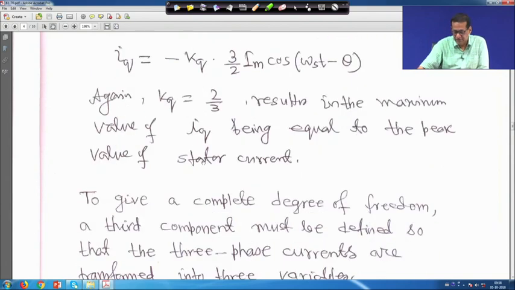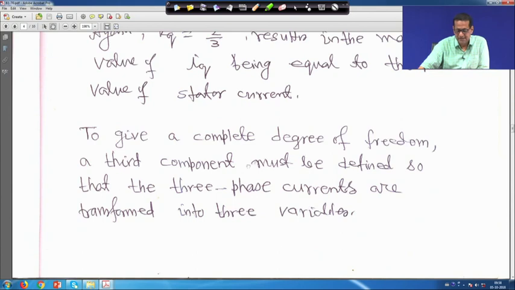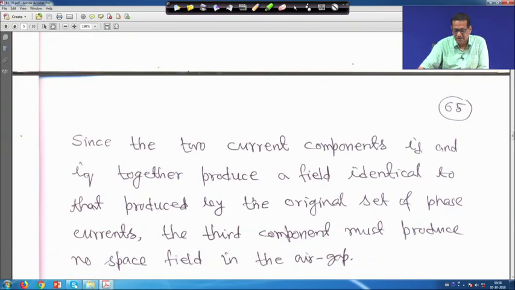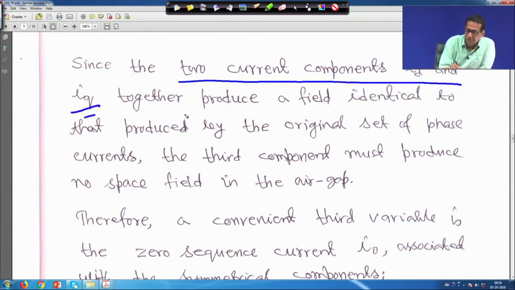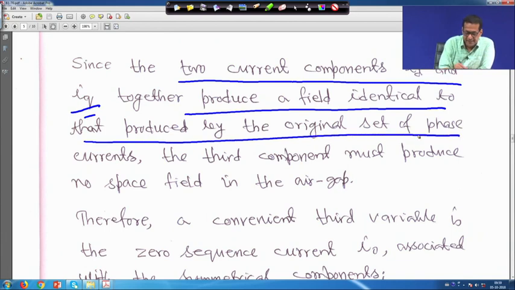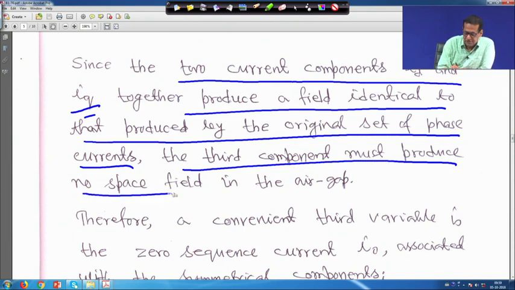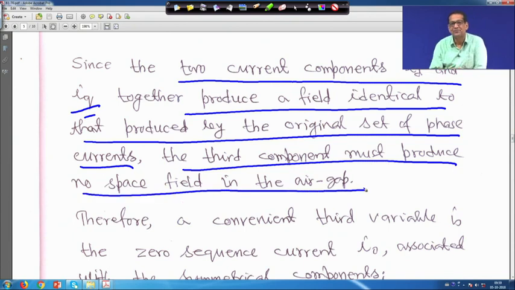To give a complete degree of freedom, a third component must be defined so that the three phase currents are transformed into three variables. Since the two current components ID and IQ together produce a field identical to that produced by the original set of phase currents, the third component must produce no space field in the air gap.